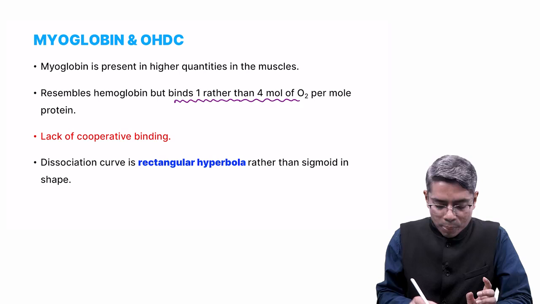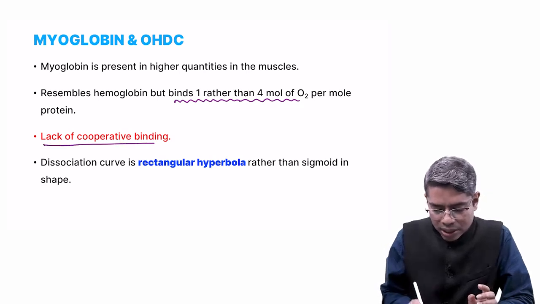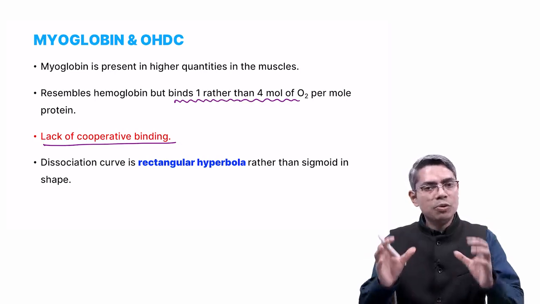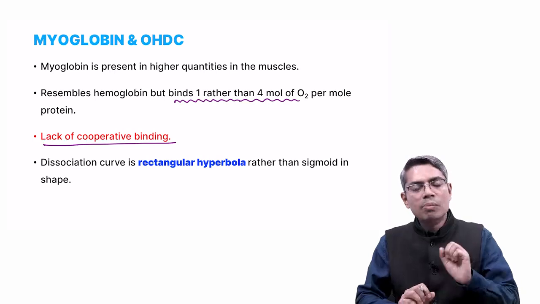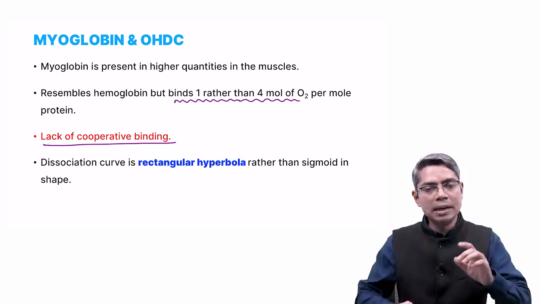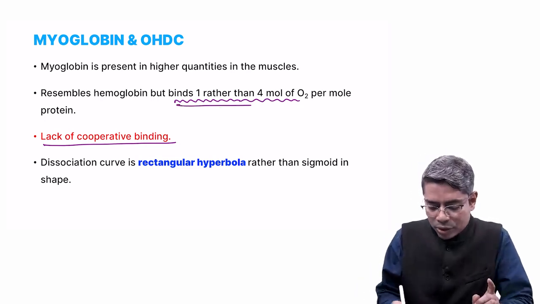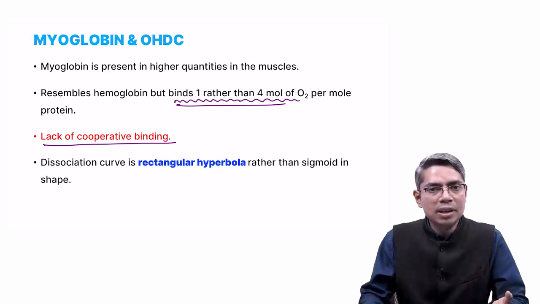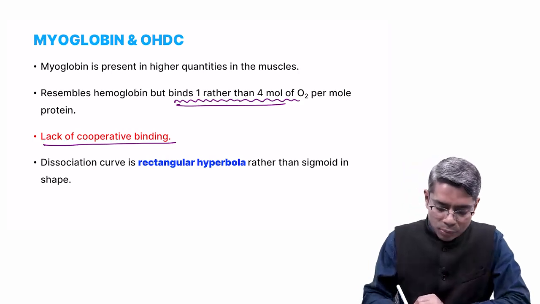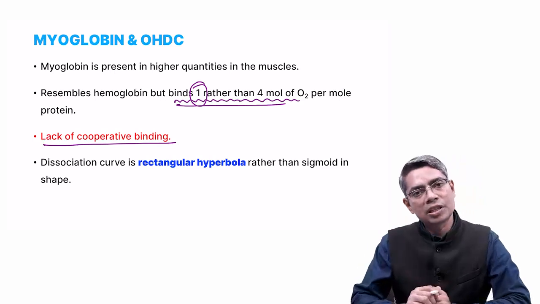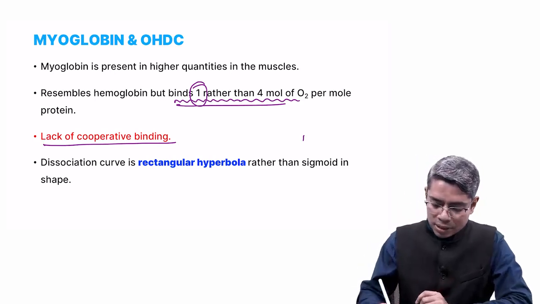So the cooperative binding property is not there in case of myoglobin. I told you earlier that hemoglobin can bind with 4 molecules of oxygen. Initially 1 molecule of oxygen binding is very difficult, but later on it becomes easier, and that is cooperative binding. But because myoglobin can bind with only 1 molecule of oxygen, obviously cooperative binding of oxygen is not there, and whenever there is entry of 1 molecule of oxygen, suddenly the myoglobin will be fully saturated with oxygen, and that's why you are seeing the curve like this.